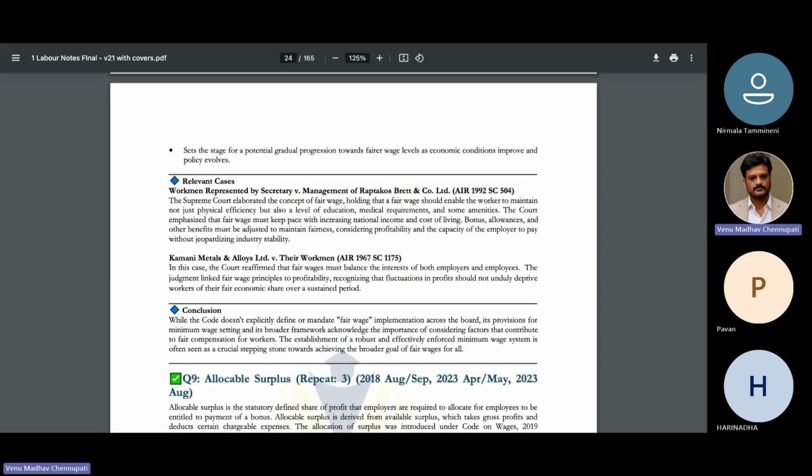Like whenever they talk about committees about setting up minimum wages, you take any report which they do, they quote these cases saying that in this case the Supreme Court has already said how to do fair wages, and these socio-economic conditions you should factor in.